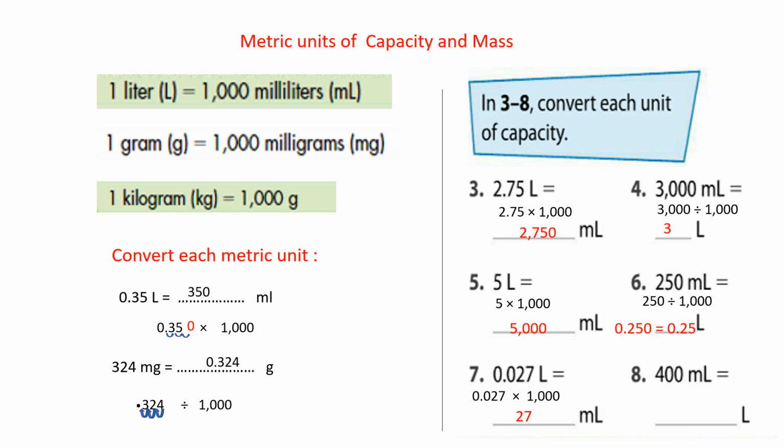Then the last question is 400 milliliters to liters. Divide by 1000. 400 divided by 1000, I think you don't need me to explain more. Only move the decimal point to the left 3 movements. So the answer is going to be 0.400, which can be written as 0.4.